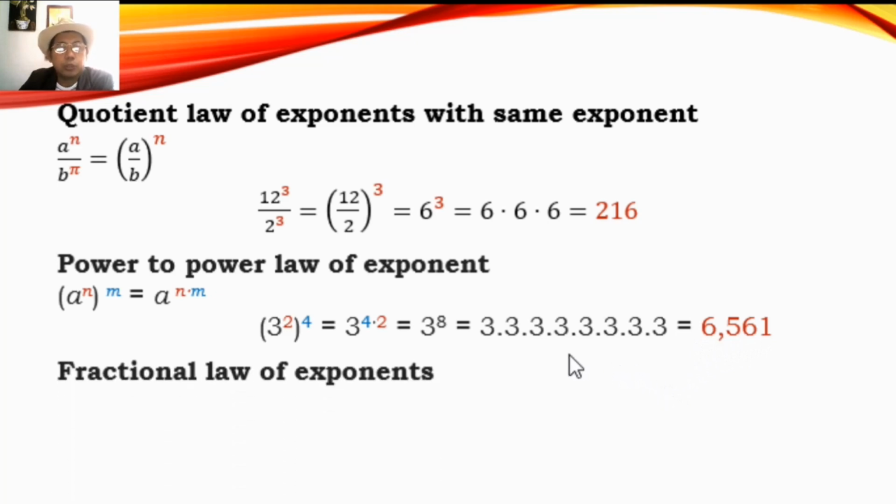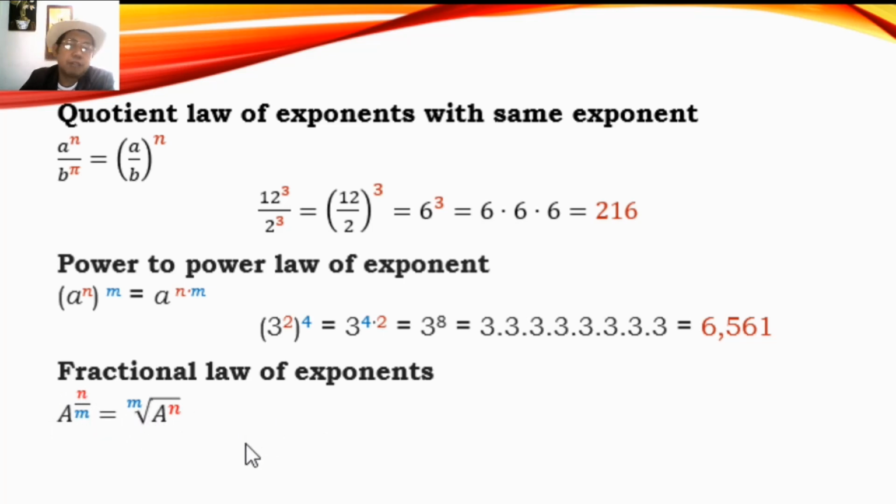Another law that we need to consider is the fractional law of exponents. How is this? In the fractional law of exponents, you are given an exponential number, and the exponent is a fraction. So I have in here an illustration, a raised to the quotient of n over m. So how would we deal with this? If we are dealing with this one, actually that is the same as saying, what is the m root of a raised to n?